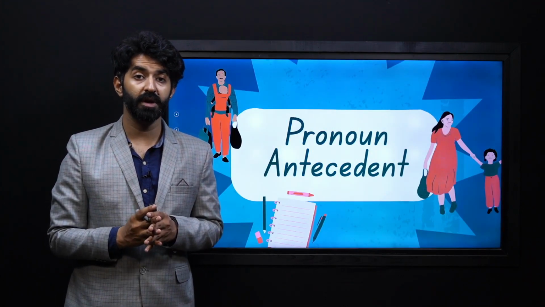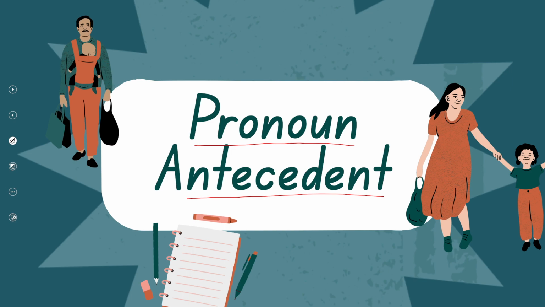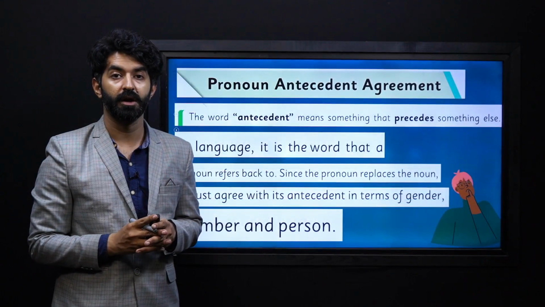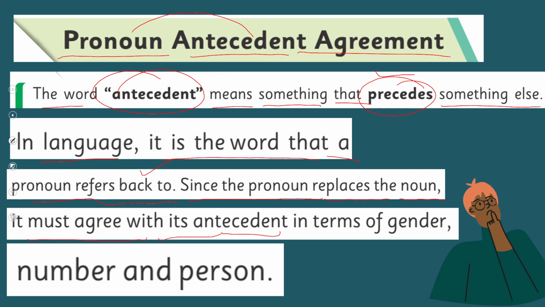Now, after this quick interesting brainstorming session, let's talk about pronoun antecedent. Let's see what we are understanding today. From your book we have pronoun antecedent agreement. The word antecedent means something that precedes something else. So in language, it is the word that the pronoun refers back to. Since the pronoun replaces the noun, it must agree with its antecedent in terms of gender, number, and person.